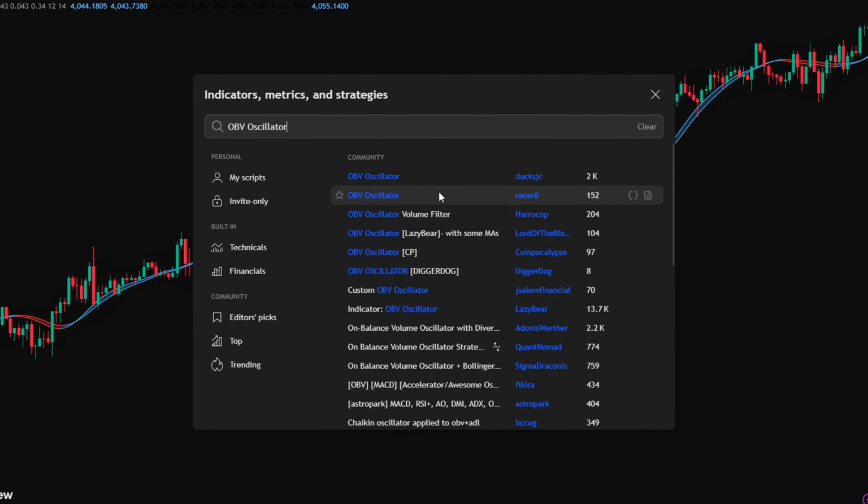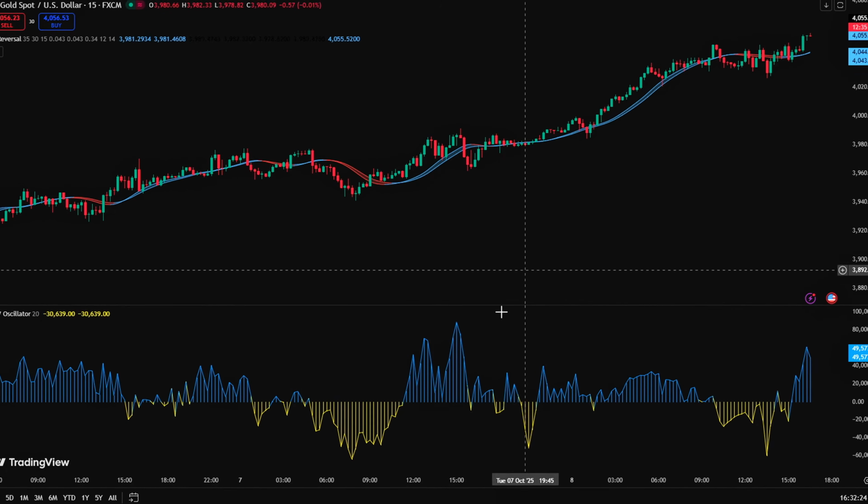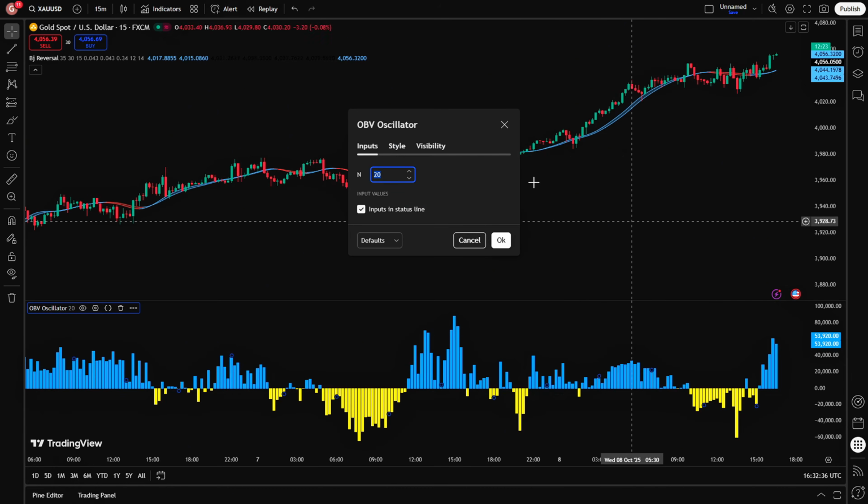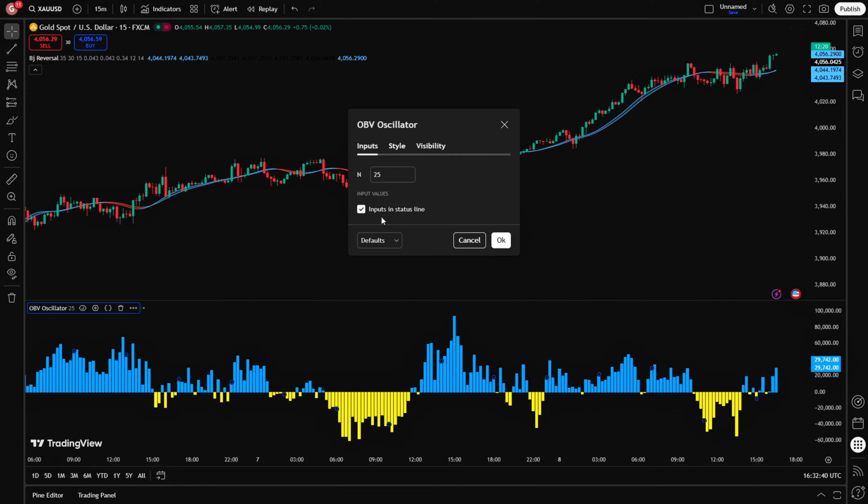Once added, you'll see a histogram appear below your main chart showing alternating bullish and bearish columns that visually represent shifts in momentum strength. Optimizing the OBV Oscillator settings. To make the reading smoother and easier to interpret, we'll slightly adjust the default configuration. Click the Settings icon next to the indicator's name. In the Input tab, change the parameter N from 20 to 25 to make the oscillator less reactive to minor fluctuations and focus more on meaningful volume changes.